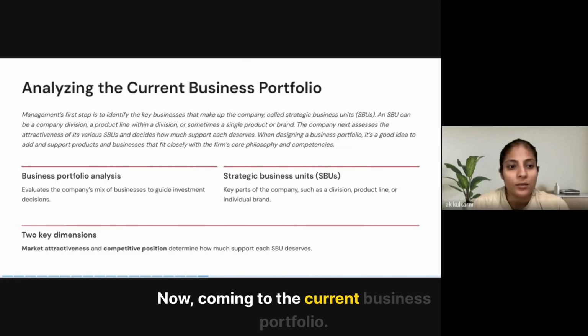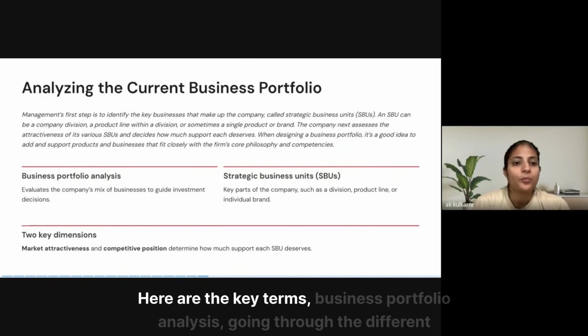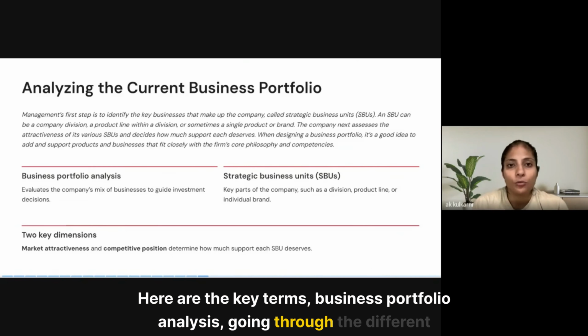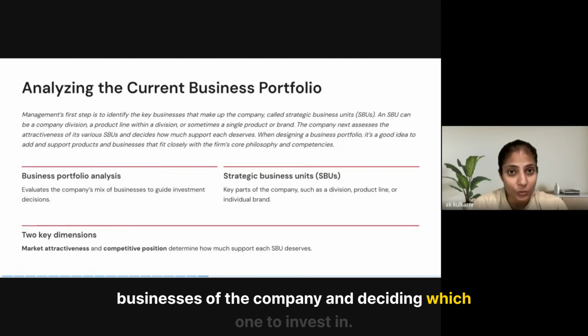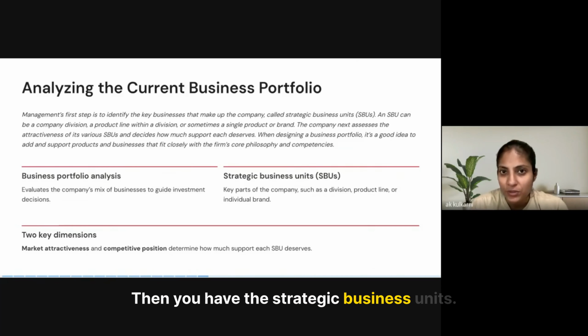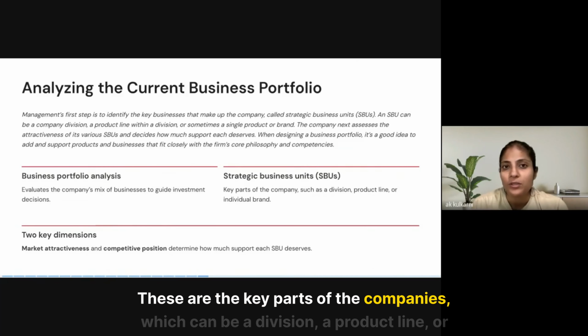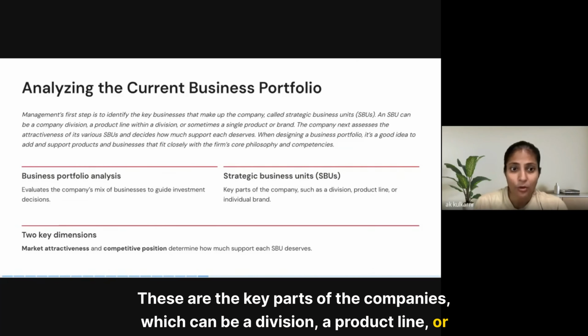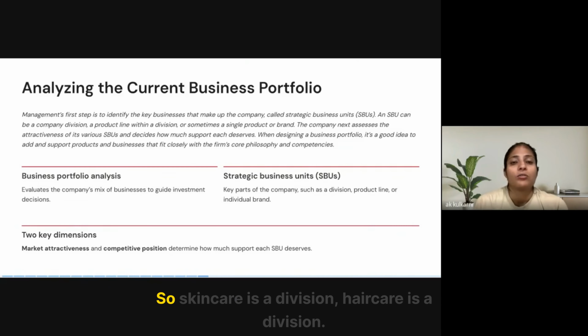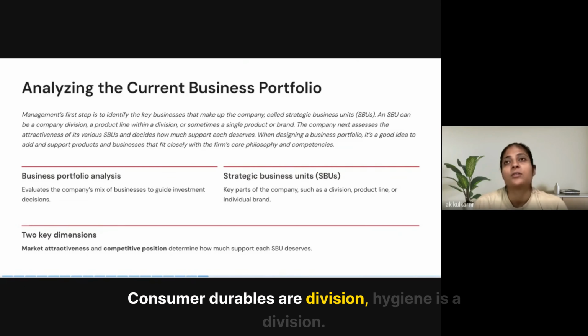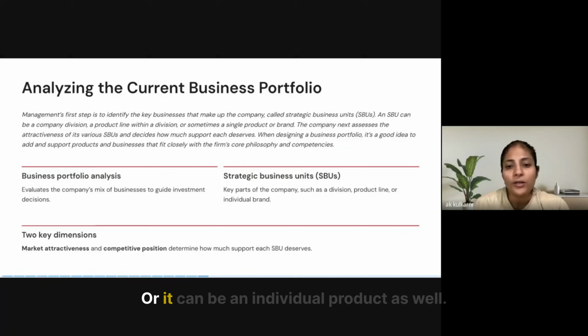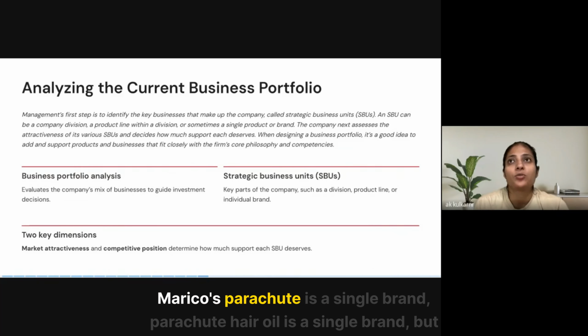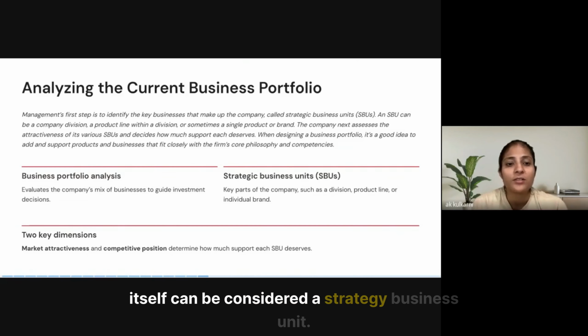Now, coming to the current business portfolio, here are the key terms: business portfolio analysis, going through the different businesses of the company and deciding which one to invest in. Then you have the strategic business units. These are the key parts of the companies, which can be a division, a product line, or sometimes a product line within a division. So, skincare is a division, hair care is a division, consumer durables are a division, hygiene is a division, or it can be an individual product as well. For example, Marico's Parachute is a single brand. Parachute hair oil is a single brand, but itself can be considered a strategic business unit.